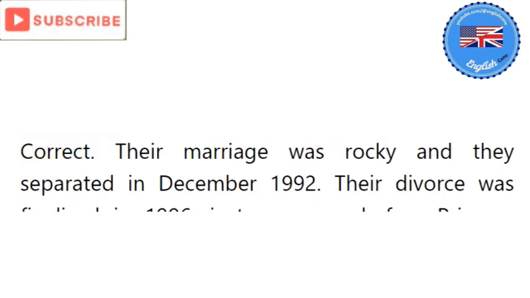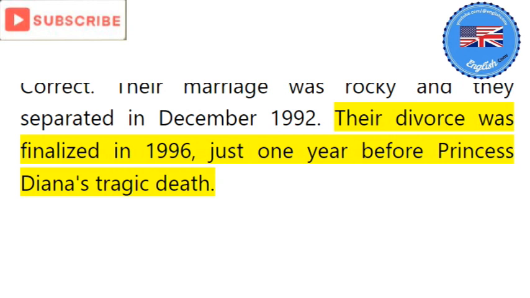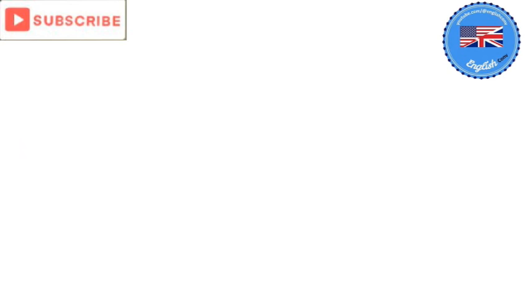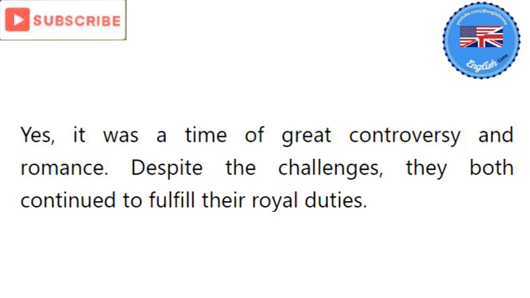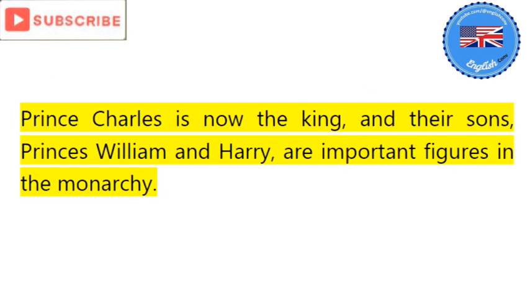Correct. Their marriage was rocky, and they separated in December 1992. Their divorce was finalized in 1996, just 1 year before Princess Diana's tragic death. That sounds so sad. Yes, it was a time of great controversy and romance. Despite the challenges, they both continued to fulfill their royal duties. Prince Charles is now the king, and their sons, Princes William and Harry, are important figures in the monarchy.